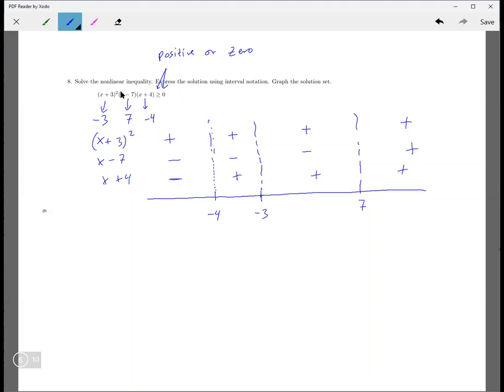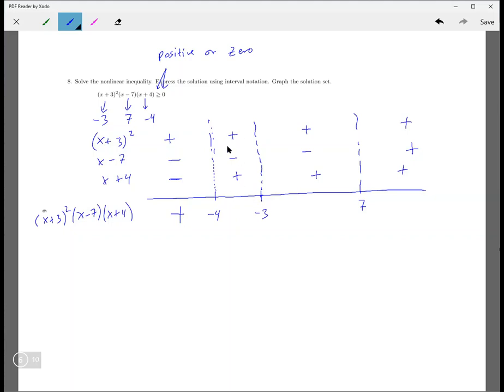Okay, now down here, I'm going to take the whole thing. So I've got x plus 3 squared times x minus 7 times x plus 4. Now when you're less than -4, this first one is positive, the second one is negative, and the third one is negative. So you have two negatives. I said that exactly opposite of what I meant. When you multiply them, they cancel and become a positive, right? So that's positive there.